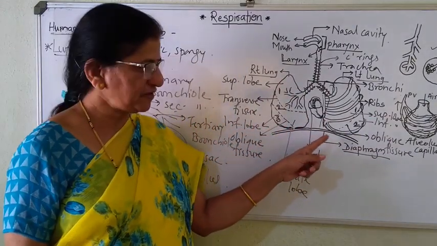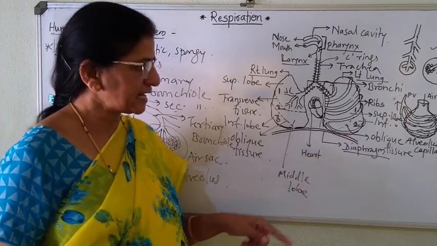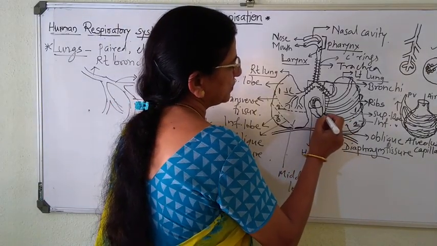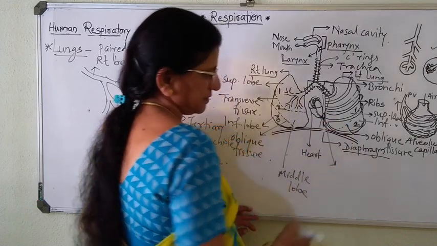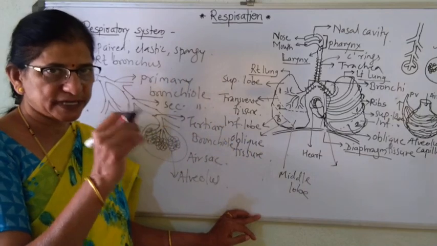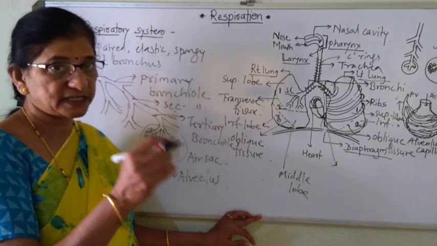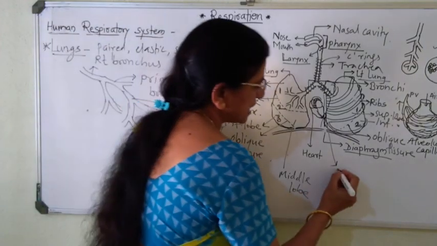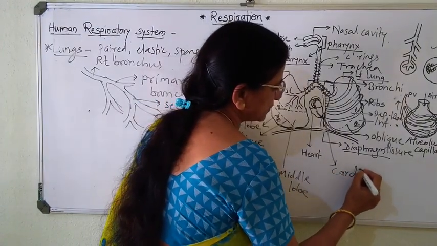One more specific feature about the left lung is there. This left lung possesses one notch here. You can see. Into which the triangular projection of the ventricle, especially the left ventricle, is situated. This is known as the cardiac notch.